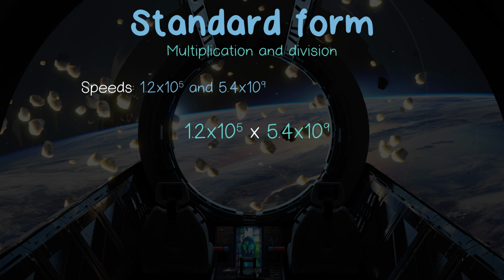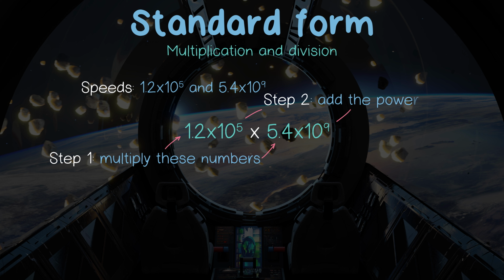There's two easy steps, and then we have to just do a check. So we multiply our first numbers together, giving us 6.48, and then we add our powers, 14, giving us our answer of 6.48 times 10 to the 14, and then we have to perform our check.